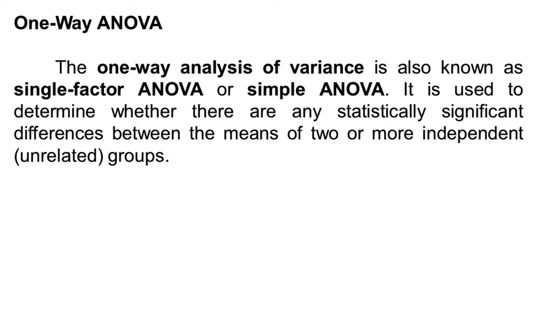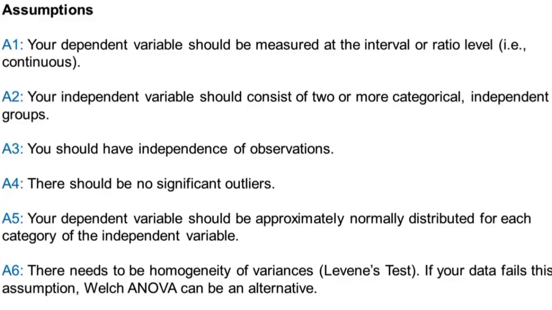ANOVA using Jamovi. First, let's discuss what is one-way ANOVA. The one-way analysis of variance is also known as single-factor ANOVA or a simple ANOVA. It is used to determine whether there are any statistically significant differences between the means of two or more independent, unrelated groups. The one-way ANOVA is like the extension of the independent samples t-test. So if you want to compare means but you have more than two groups, then you can use the one-way ANOVA. But before doing the test, make sure to check the following assumptions.